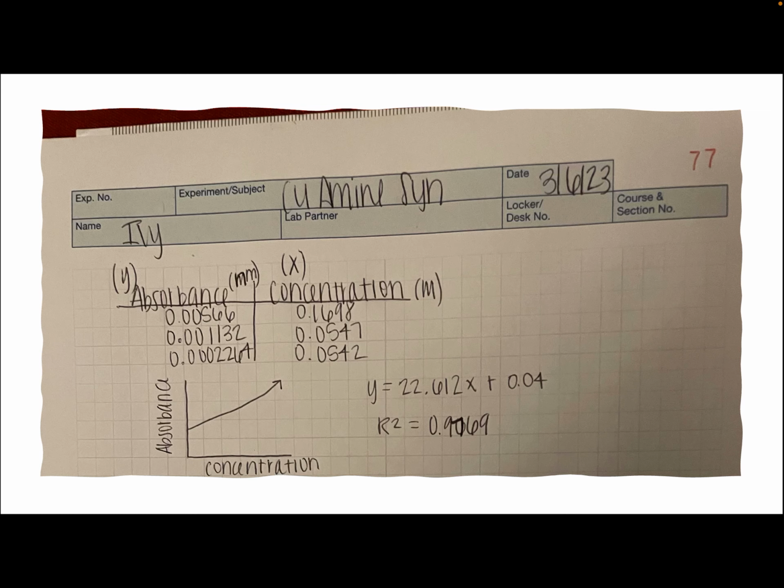Once you've scanned your samples in the spectrophotometer, you're going to write down the absorbance measurements from the graph, and then you're going to plot your graph of absorbance versus concentration and get the R-square value, and these are all of our numbers, our data from the experiment.